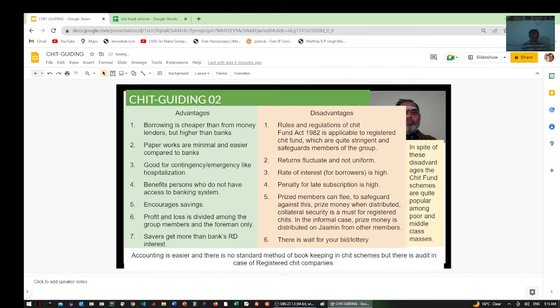Prized members can flee. To safeguard against this, when prize money is distributed, collateral security is a must for registered chits. In the informal case, prize money is distributed on assurance from other members. There is a wait for your bid and lottery. In spite of these disadvantages, the chit fund schemes are quite popular among poor and middle class masses.